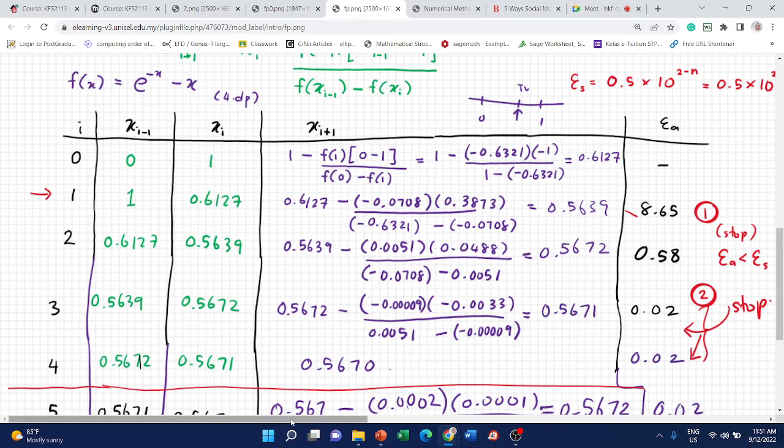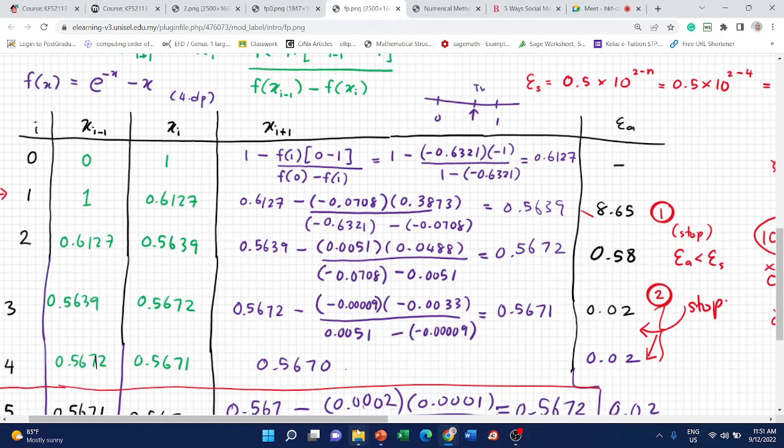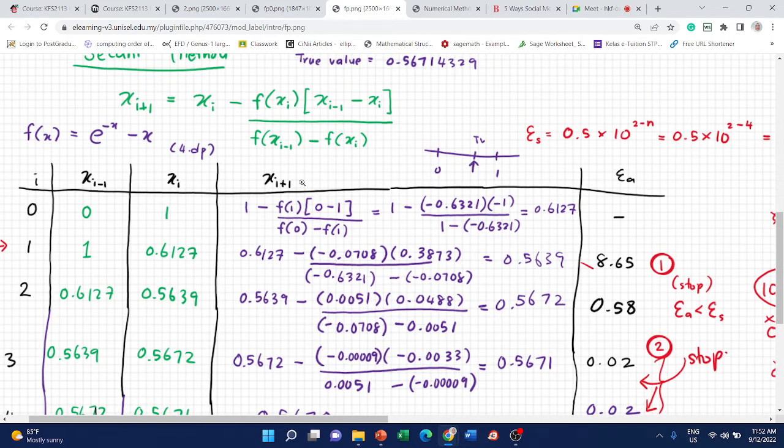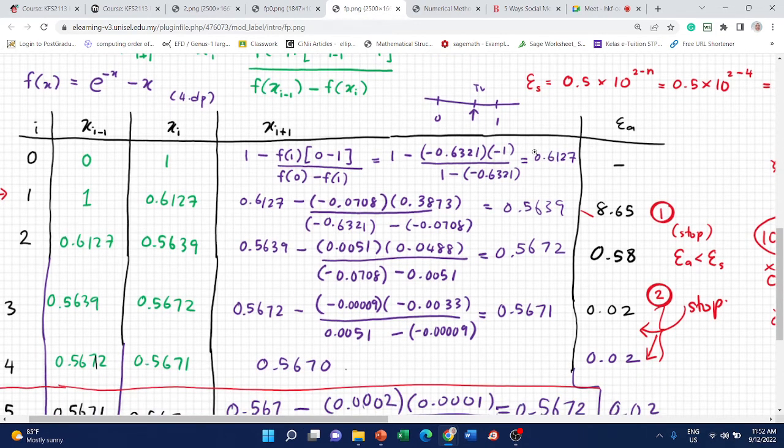Okay, now let's look at the stopping criteria. At which part are we supposed to stop? Okay, now we look at the column xi plus 1. See this column. All numbers are in 4 decimal places, right? The numbers have been computed correct to 4 decimal places. Am I right? Yes, right, madam.